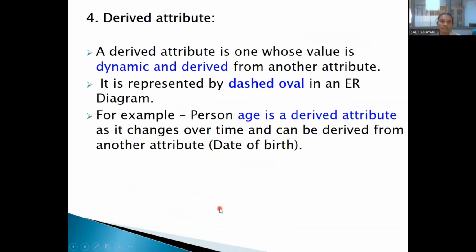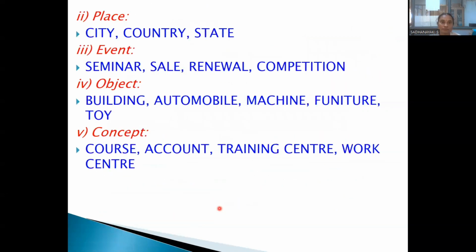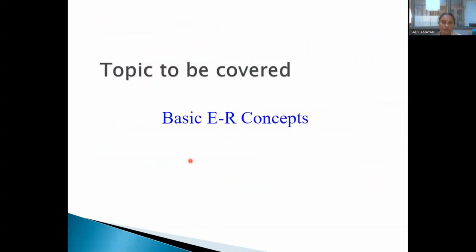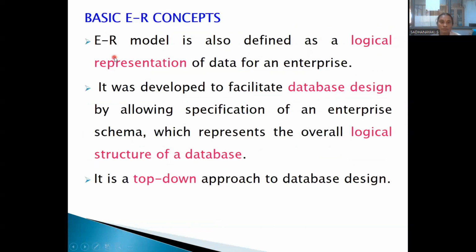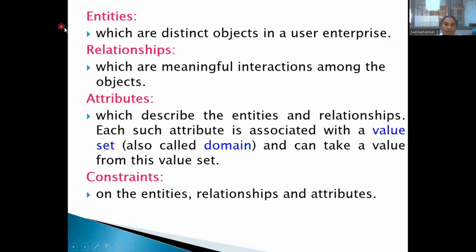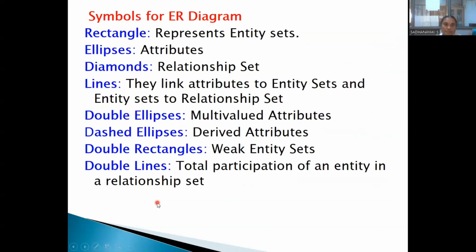So finally, we summarize all the things. We have seen the basic ER concepts. The basic ER concept is used for representing a logical representation of data in an enterprise. This ER model will help in facilitating database design. Again, this is a top-down approach for database design. The things used in the ER model are entities, relationships, attributes, and constraints.